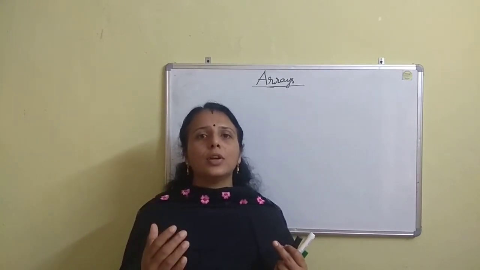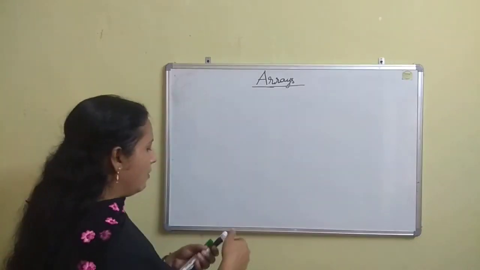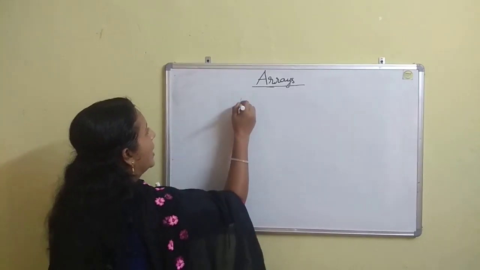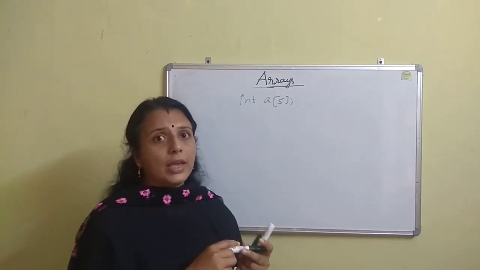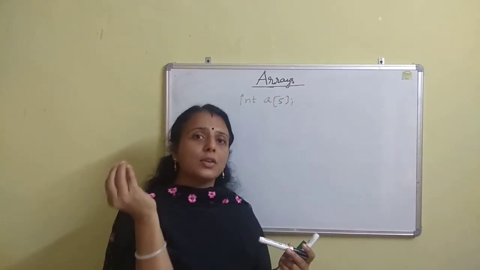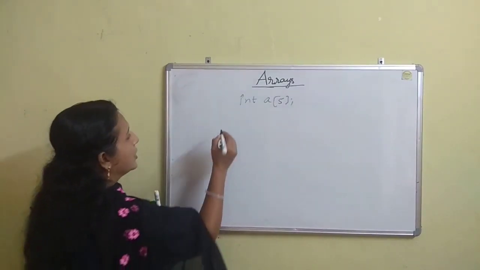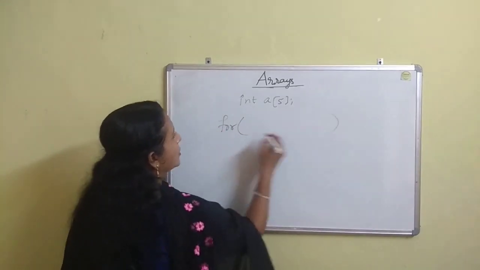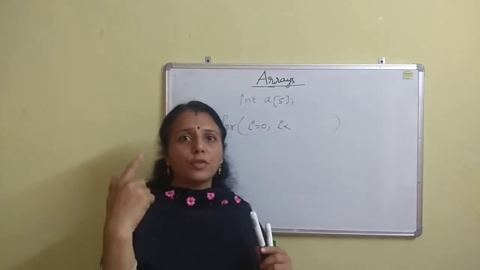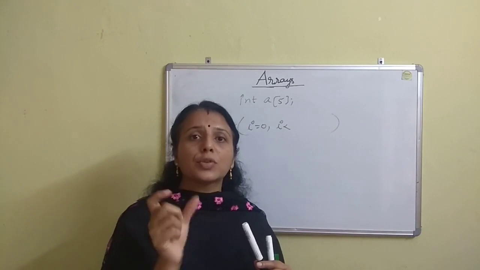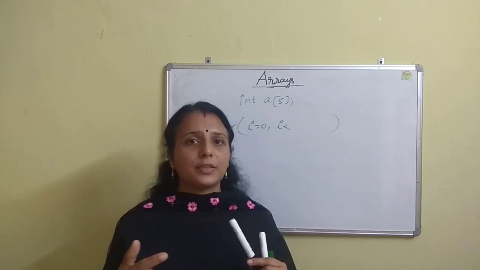So let us see how you are going to take 5 values from the user. Suppose you have declared your array, int, and the size of the array is 5. That means you need 5 values. You have to store 5 values to the allocated memory cells. For that purpose, I am using a for loop. So for i equals 0, how many times should this for loop execute? It should traverse the last index of the array also, and only then exit from the loop.